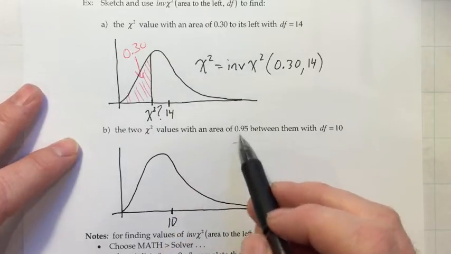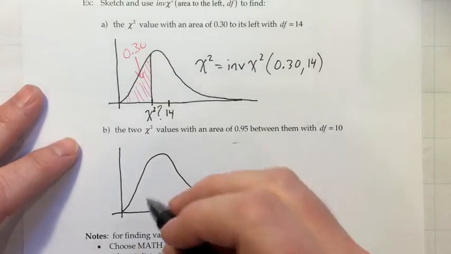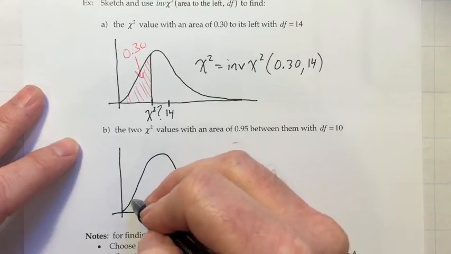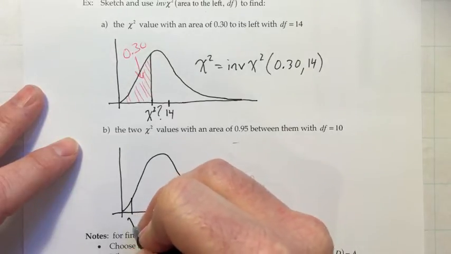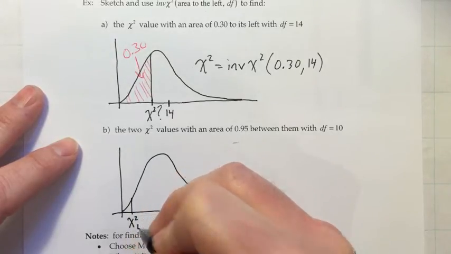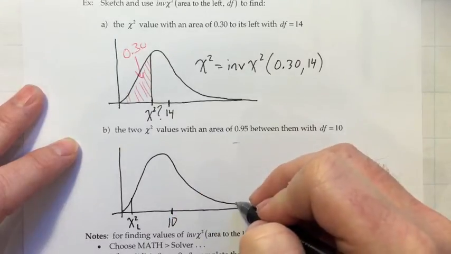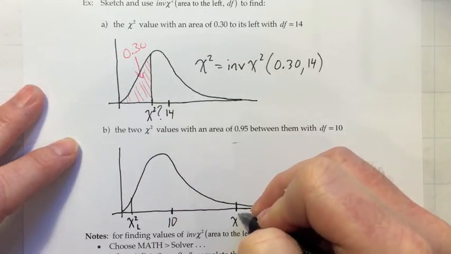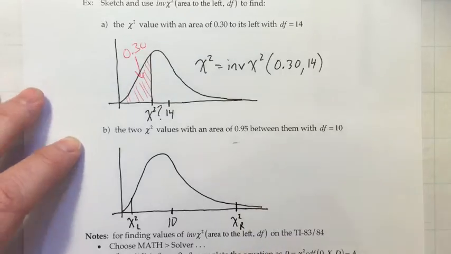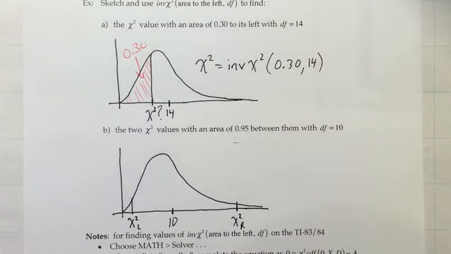I want most of the area, 95% of the area, to be in the middle, with just a little bit left on each side. So there's going to be a boundary over here somewhere, which I'll call chi-squared L for the left boundary. And there'll be another one over here, which would be chi-squared R, or the right boundary. And we're going to want to figure both of those out.